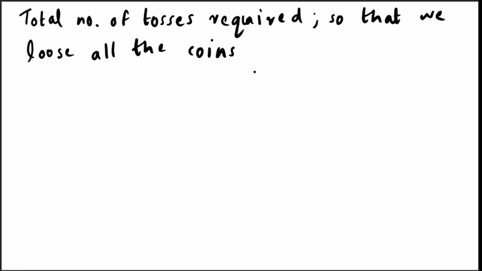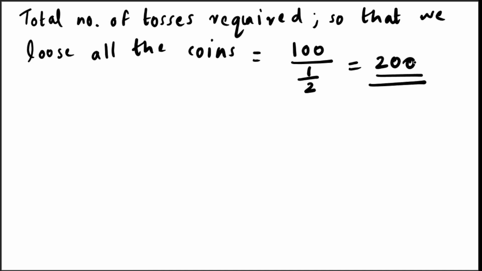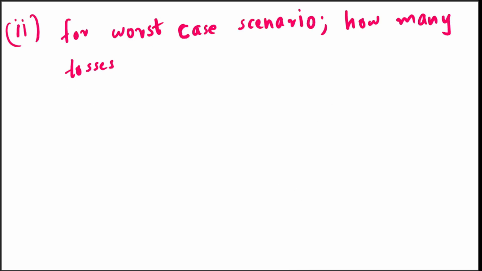So the total number of tosses required so that we lose all the coins that we have is given by 100 divided by half, which is equal to 200. So 200 tosses are required for us to lose all the coins that we have initially. The next sub question from this question is: for the worst case scenario, how many tosses would it take? Worst case scenario means we are only getting tail.